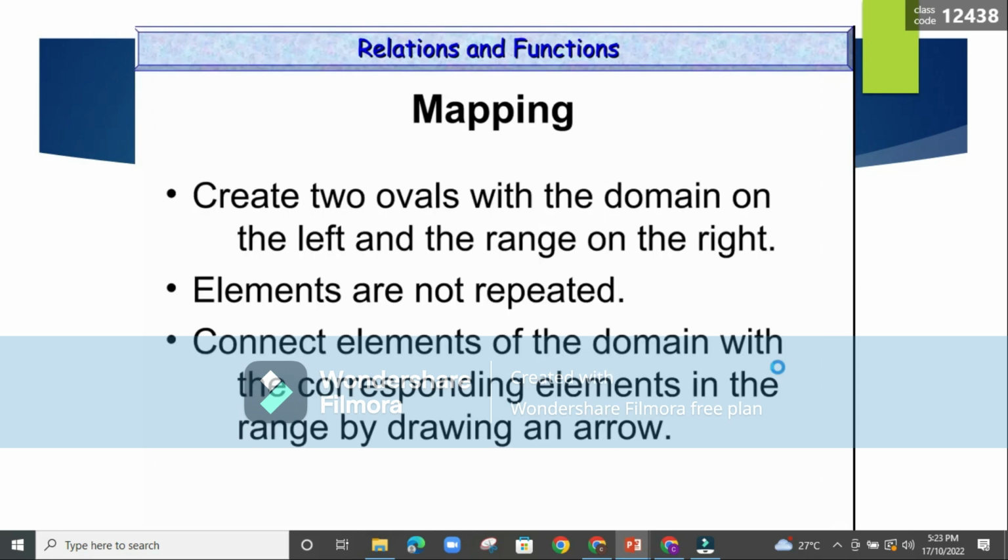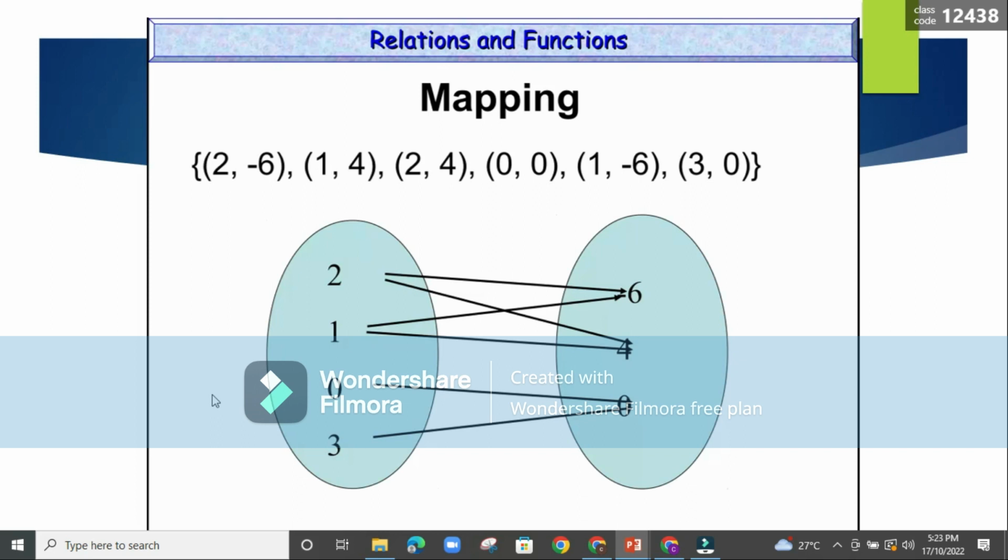Let's proceed. How about mapping? For mapping, you have to create 2 ovals with a domain on the left and the range on the right. The elements are not repeated. Connect elements of the domain with the corresponding elements in the range by drawing an arrow. Okay, let's have an example. So, as you've seen in the mapping, this is the set of ordered pairs, and we're gonna show how the relation is presented through mapping.